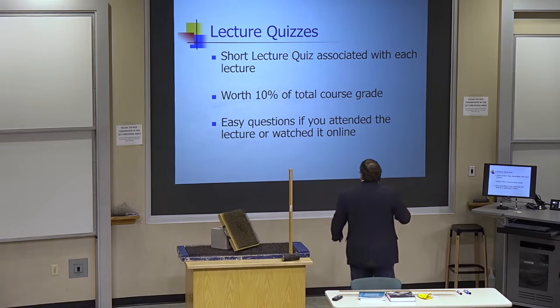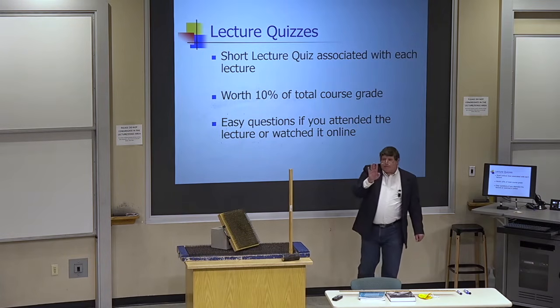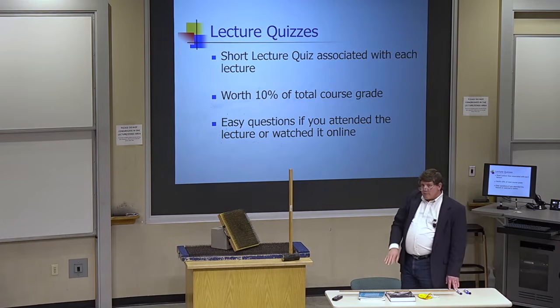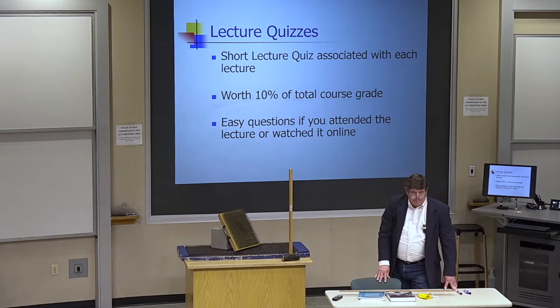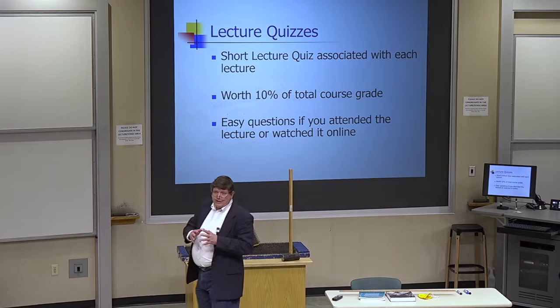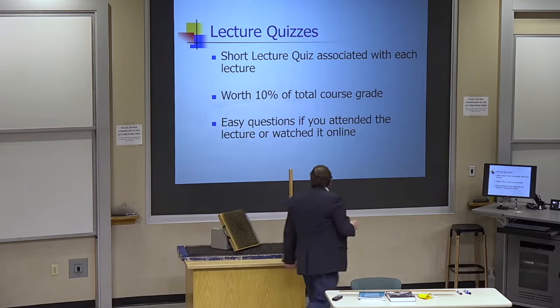Now, it's worth 10% of your course grade. And I'm going to drop the 4 lowest grades. There's 34 of those quizzes, but you're only going to be graded on the top 30 scores. That means you can miss the deadline 4 times and not be penalized. Okay? I think that's fair.